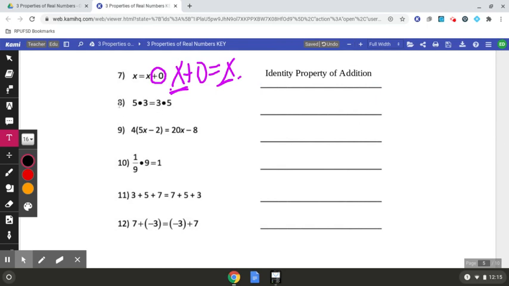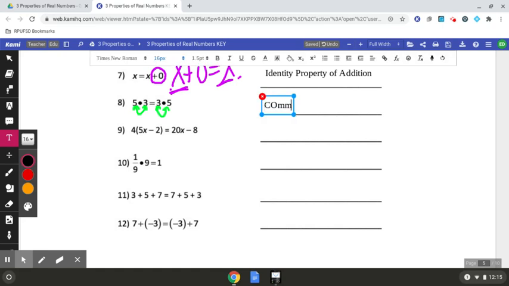Okay, here, number 8, we're doing 5 times 3 equals 3 times 5. What happened here is that my order switched. It's 5 times 3 here, but then it's 3 times 5. Again, my order changed. We changed order. That is going to be the commutative property of multiplication.